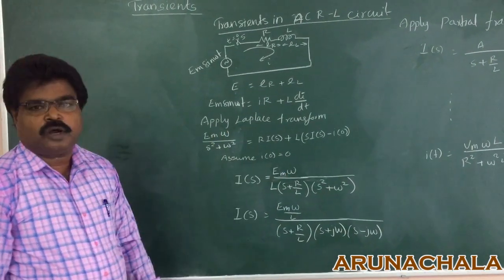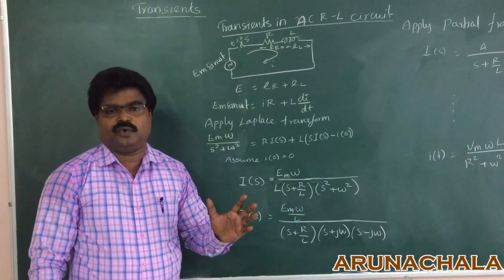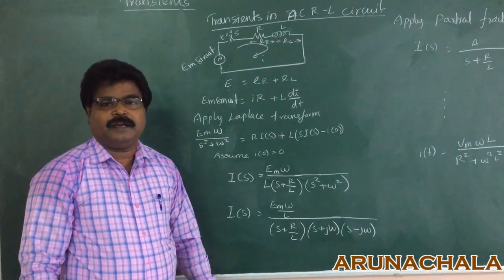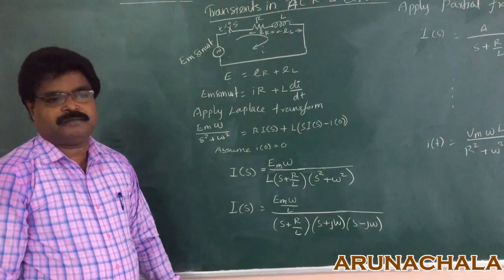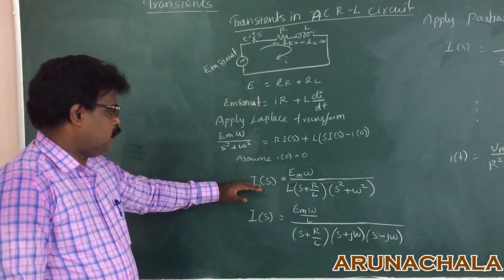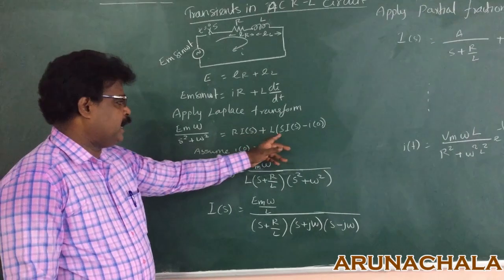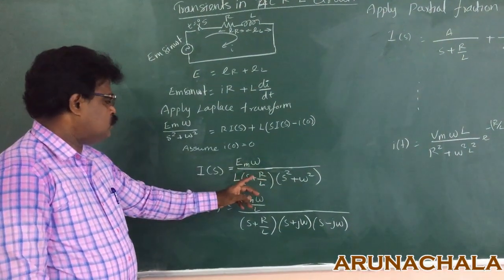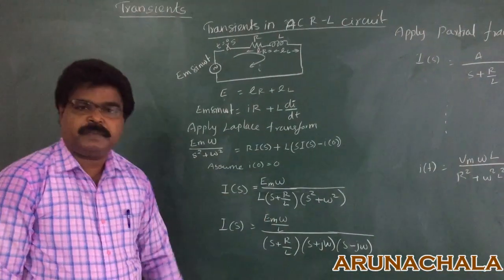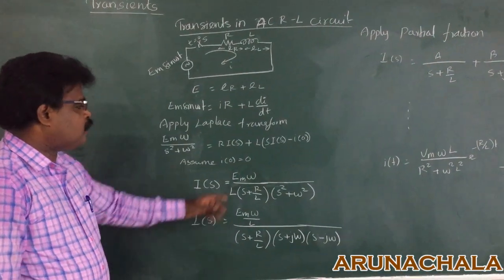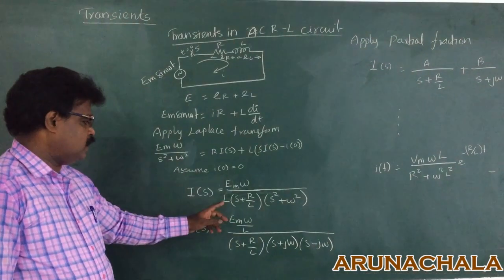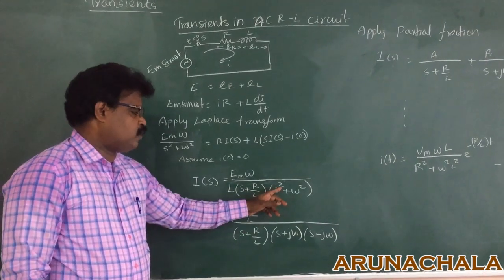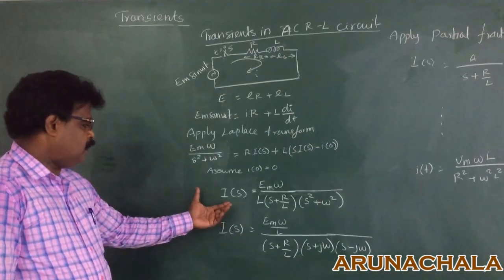For the derivation, I already told you to assume I of 0 as 0. But in problems, if I of 0 is given, you have to substitute that I of 0 there. Then you find I of S. Take I of S outside and cross multiply, and you will get Em omega. The denominator must be of the form S plus A, so take L outside from the S term: Em omega over L into (S plus R by L) into (S square plus omega square).